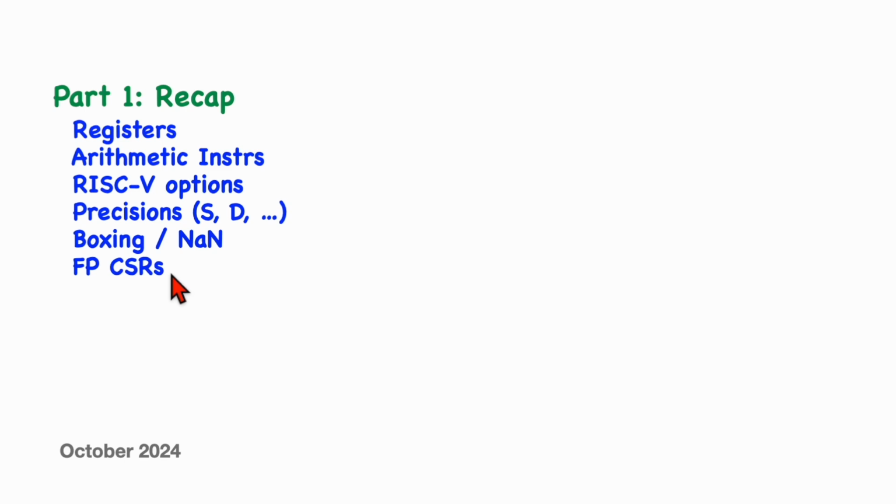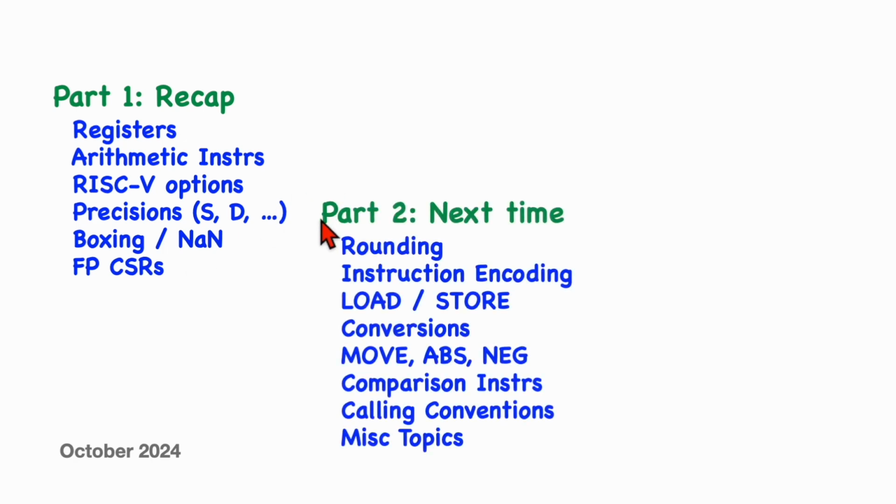And I just wrapped up by talking about the control and status registers that are used for the floating point instructions. In the next video, I'll go into talking about the rounding modes in greater detail. I'll also talk about how floating point instructions are encoded into binary. And then I'll talk about a bunch of different instructions, including the load and store instructions, instructions to convert between various precisions, the move, absolute value, and negate instructions, and the instructions that will be used to compare two floating point values. I'll also talk about the floating point calling conventions and cover a couple of other items.